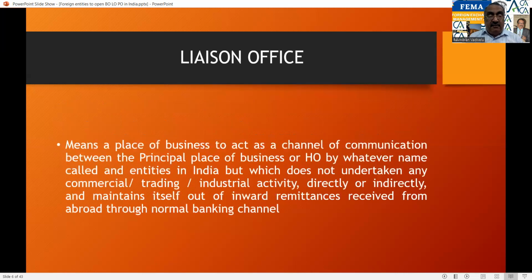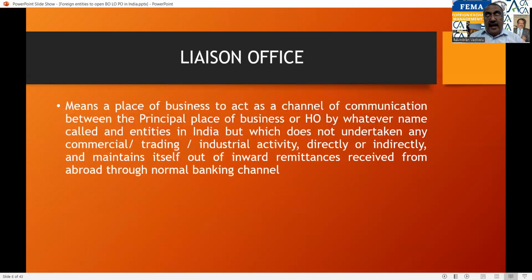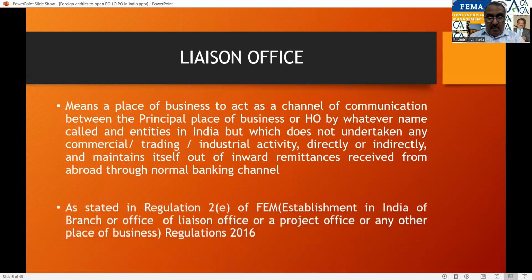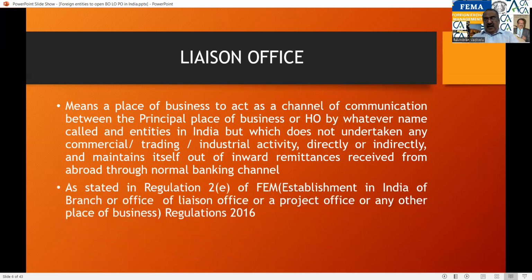What is meant by liaison office? It means a place of business to act as a channel of communication between the principal place of business or head office, by whatever name called, and entities in India, but which does not undertake any commercial, trading or industrial activity, directly or indirectly, and maintains itself out of inward remittances received from abroad through normal banking channels. It is covered by regulation 2E of FEMA.